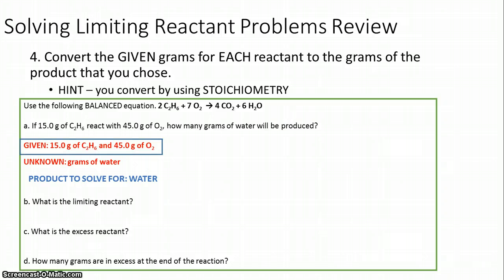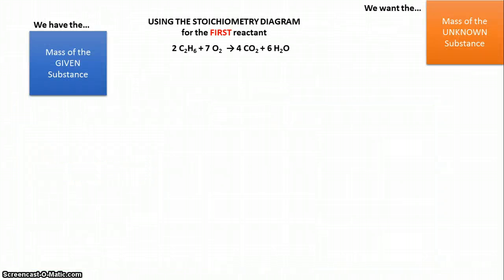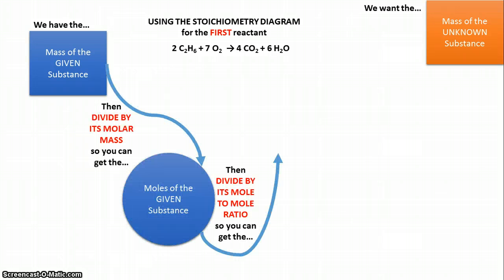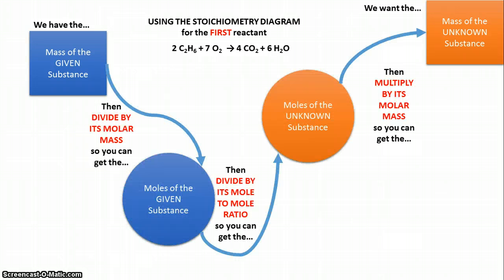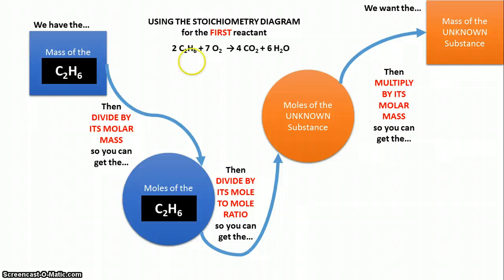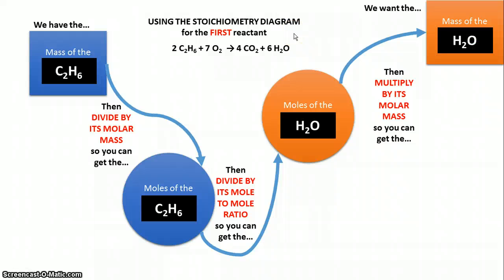Alright, so we're going to take this given information and use stoichiometry. We have the mass of the given substance, and we want to find the mass of an unknown substance. And these are the steps that we talked about earlier. Let's plug in for the first reactant here. So here's the balanced chemical equation. The first reactant is C2H6. I'm going to put in C2H6 here. And we chose to convert to water. So I'll add that here.